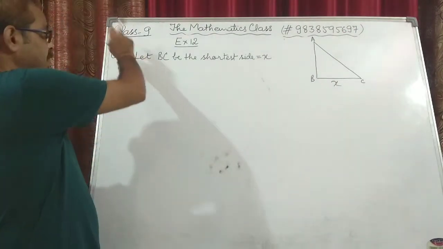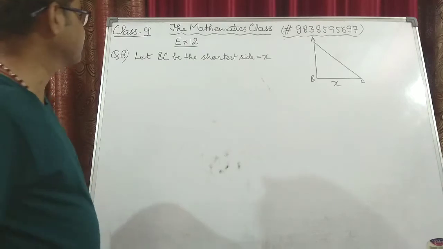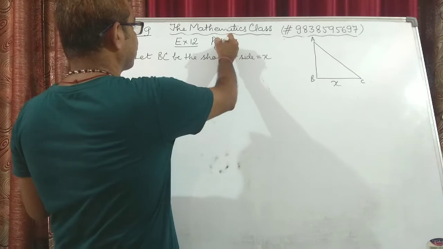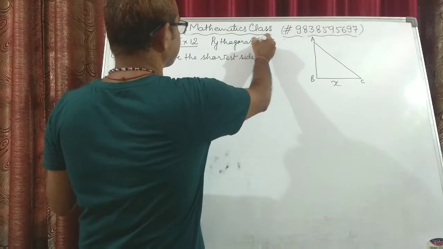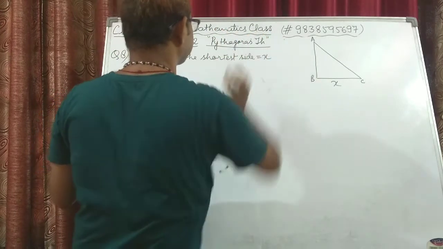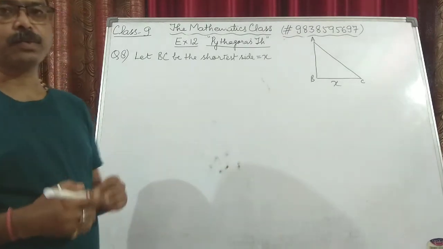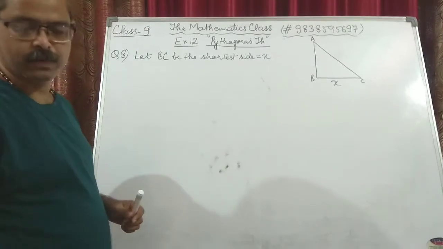Classes for class 9, in continuation to the previous class of Pythagoras theorem. The topic that we are doing is Pythagoras theorem. In the previous class we have already discussed up to question number 6. Now I am taking question number 8, then 10, and then I'll see if it is a proving question. I will be taking them one by one.